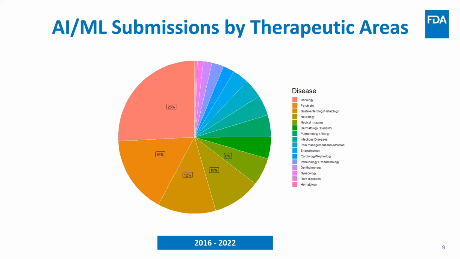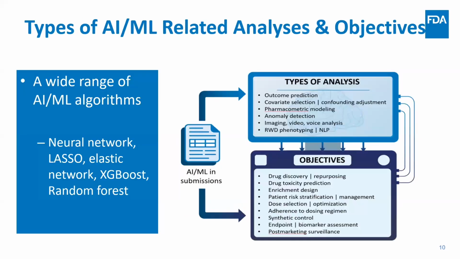If we break down by therapeutic area, we can see oncology and psychiatry are among the most enriched with AI machine learning submissions. In oncology, we do have a lot of machine learning, like exploratory analysis. They try a lot of things. We also summarize the common analysis types of AI machine learning applications, for example, outcome prediction, covariate selection, pharmacometrics modeling, anomaly detection, and we also summarize the objective of the AI machine learning.